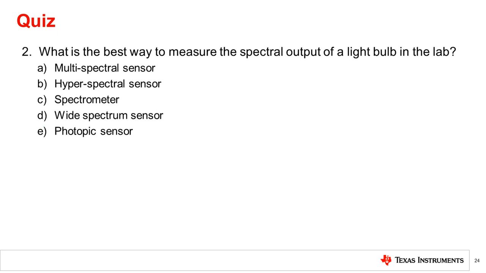Question 2. What is the best way to measure the spectral output of a light bulb in the lab? In a lab setting, a spectrometer will give the most accurate spectral measurement with a narrower bandwidth compared with the other sensors listed.